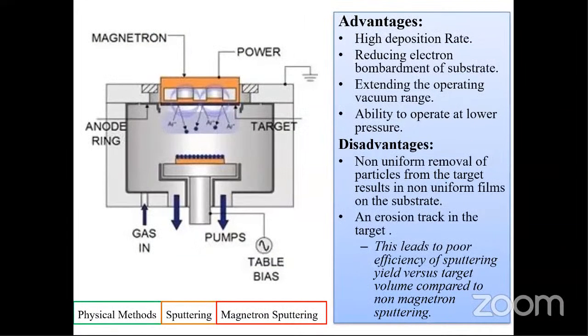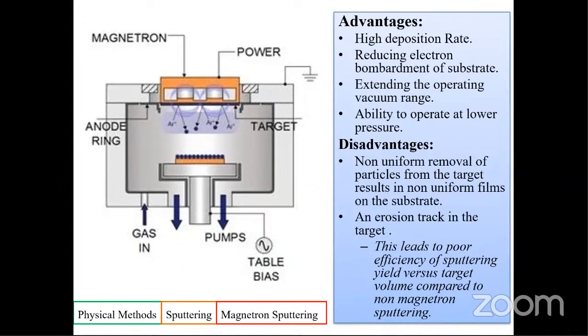You can see this is a schematic diagram. Here we have used a magnetron source through which we can apply the magnetic field also, which can control the plasma which is positively charged in that case. The advantage of this system is that we can achieve a high deposition rate, reducing electron bombardment of the substrate, extending the operating vacuum range and the ability to operate at lower pressure.